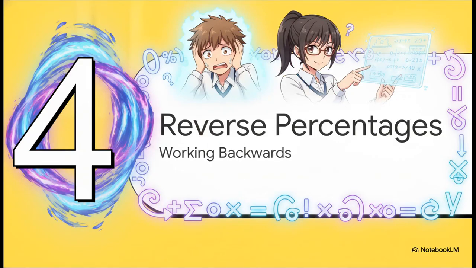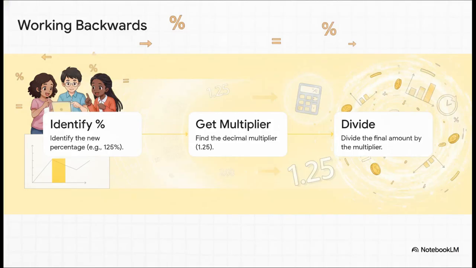Next up is Part 4, Mastering Reverse Percentages, Working Backwards. All right, it's time for the topic that strikes fear into the hearts of so many GCSE students: reverse percentages. This is when the exam gives you the final amount after a change has already happened and asks you to find the original amount. But don't panic. We can break this intimidating calculation down into a super manageable 3-step checklist.